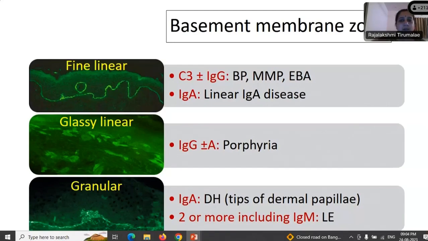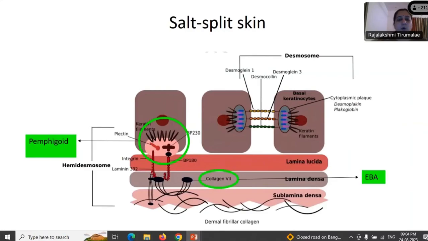Now, let's understand a little more about immunofluorescence. In subepidermal blistering diseases, DIF is not always enough, right? Because there are a lot of overlaps, especially bullous pemphigoid and epidermolysis bullosa acquisita, both of which give basement membrane zone positivity. But as you know, the BP antigens 1 and 2 are located in the hemidesmosomal zone, which is at the level of the lamina lucida, whereas collagen 7, the target in epidermolysis bullosa acquisita, is located in the lamina densa.